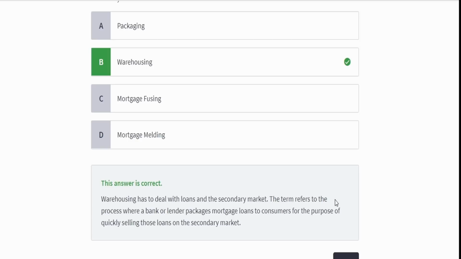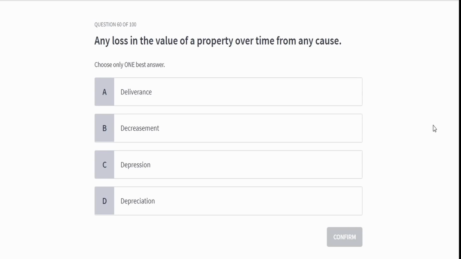This term refers to the process where a bank or lender packages mortgage loans to consumers for the purpose of quickly selling those loans on the secondary market. So just one of those vocab terms that you need to be familiar with. Just one of those vocab questions. So. All right, question 60.